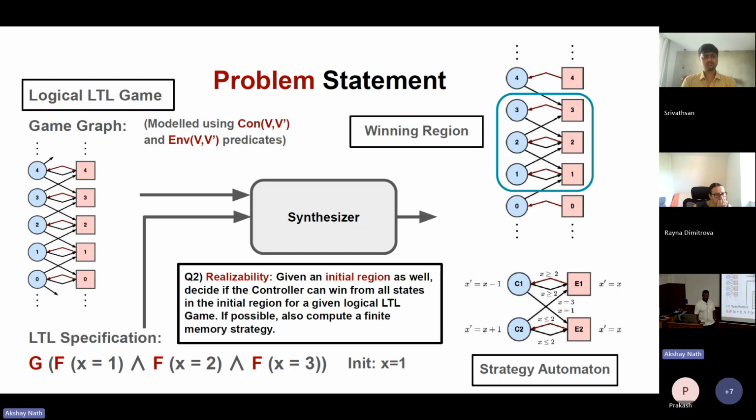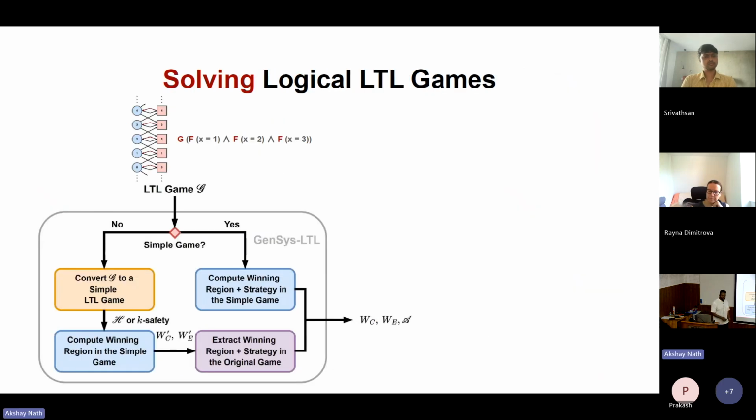The second question we are interested in is realizability. That is, given an initial region as well, decide whether the controller can win from all states in the initial region for a given logical LTL game. So how we go about solving such games: given a logical LTL game, say G, you first ask if it's a simple game. We'll come to what simple is shortly. If the game is simple, solve it using simple techniques. Otherwise, solve it using not so simple techniques. In our talk, I'll spend more time on simple games and then give an overview of how to handle the non-simple case.